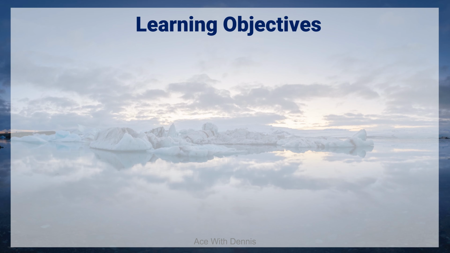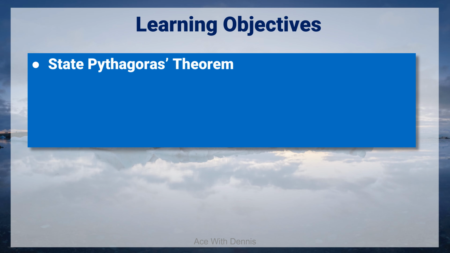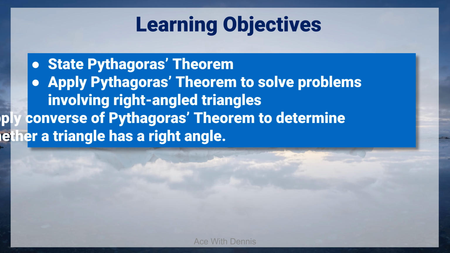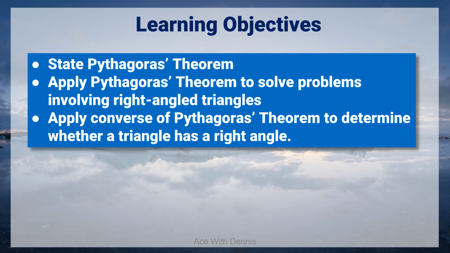The learning objectives of this lecture are: first, state Pythagoras Theorem, followed by apply Pythagoras Theorem to solve problems involving right-angle triangles, and lastly, apply converse of Pythagoras Theorem to determine whether a triangle has a right angle.